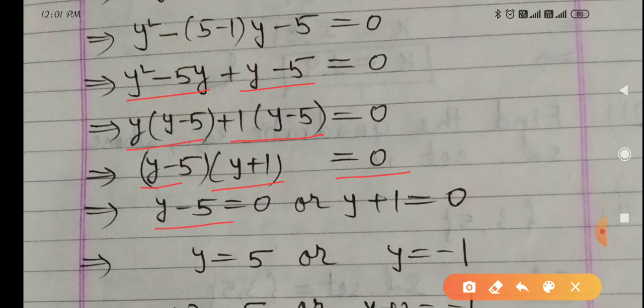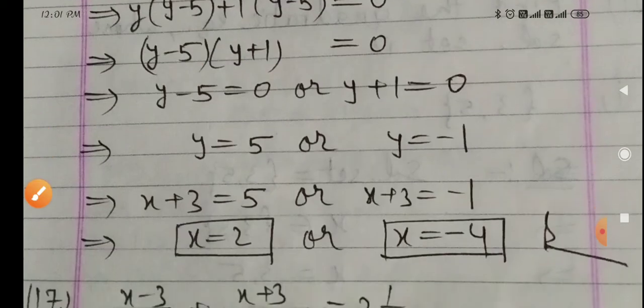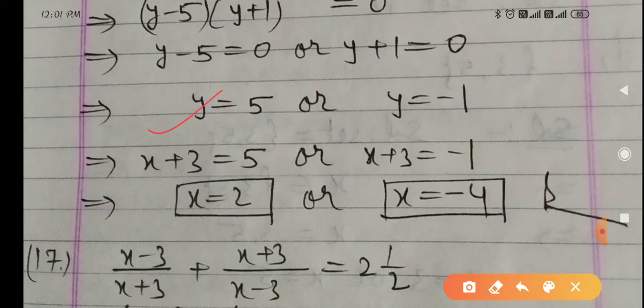So when y minus 5 is equal to 0, y equals 5. When y plus 1 is equal to 0, y equals minus 1. Now the value of y you have to put again here. The value of y is x plus 3. So y equals 5 means x plus 3 is equal to 5. Y equals minus 1 means x plus 3 is equal to minus 1. Because actually we have to find the value of x, not the value of y. So x equals 2, x equals minus 4 by simplifying.